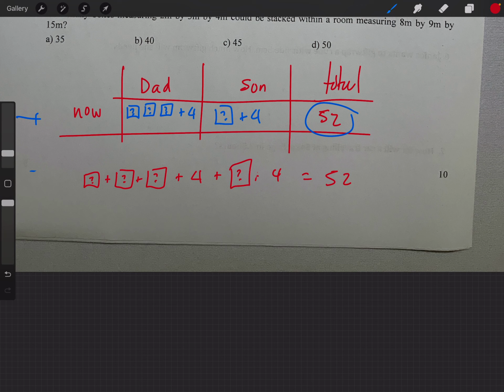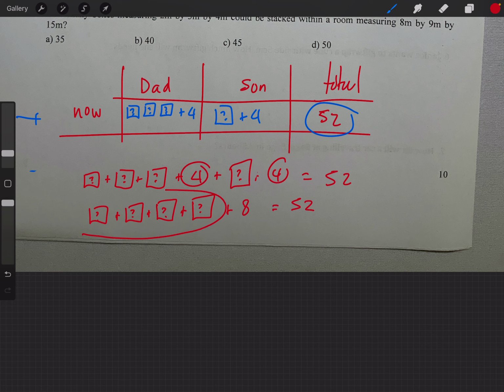So what can we do? Well, let's just rearrange it so you've got all the question marks together. You've got 4 question marks now, isn't it? And plus 4 gives me plus 8 equals 52. What plus 8 gives me 52? 52 minus 8 would give you what, 14? No, 44. So 44 plus 8 is 52. Therefore, each of those question marks must equal what? 44 divided by 4 is 11. So the question mark is equal to 11.